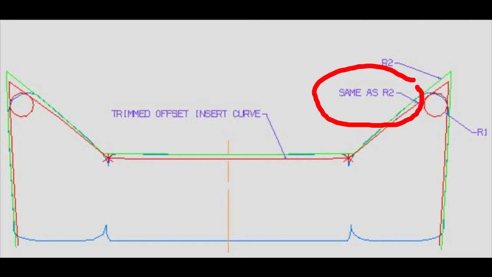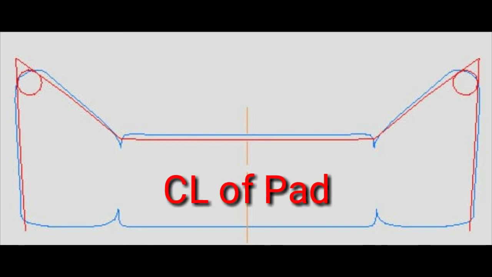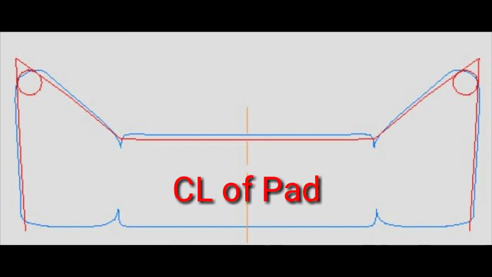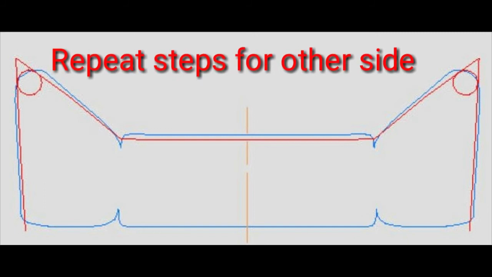Step number 5. Since most pads are symmetrical, the geometry that was created can be mirrored about the center line of the pad. If the design intent is for the pad to be unsymmetrical, then repeat these steps for the other side of the pad. In the image you can see the over and underbuild is completed.